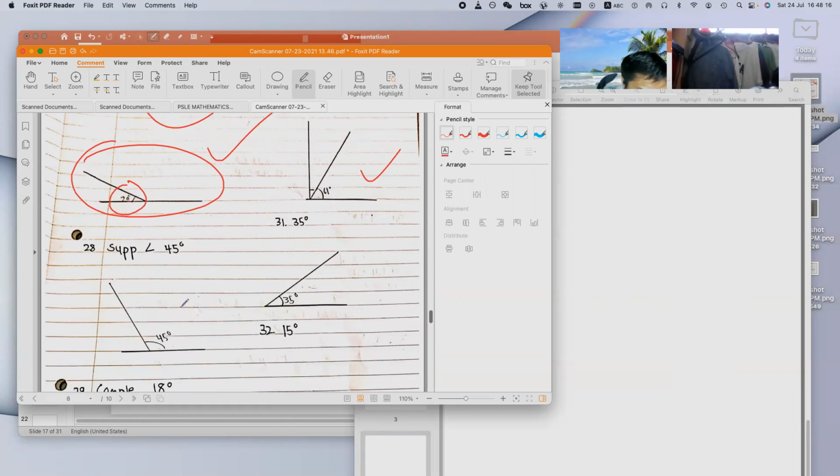Supplementary 40. Huh? This one is 45. This one is an obtuse angle. This part more than 90.